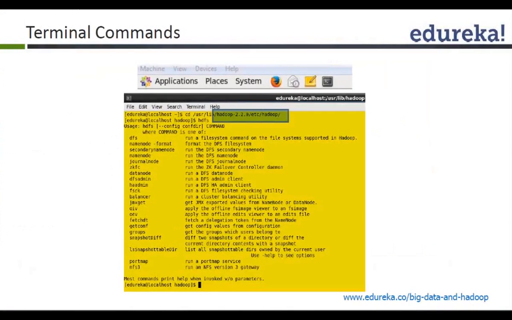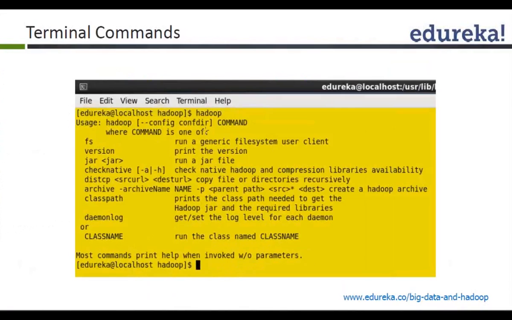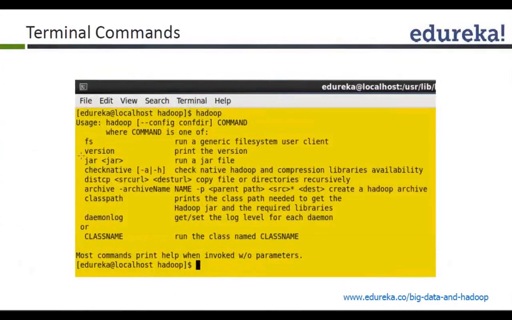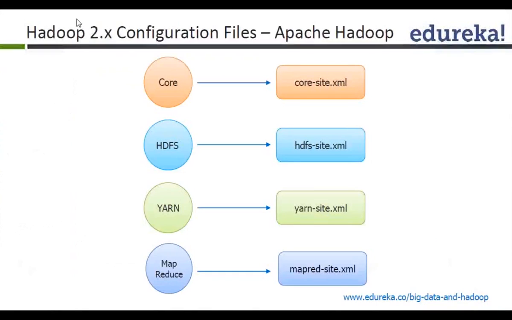So let me go down to the next slide. When I type Hadoop, we did HDFS, right? HDFS has got a set of commands, and when I type Hadoop, Hadoop also has got a set of commands, and the most important purpose of Hadoop is for running a jar file. This is what we'll be doing in our MapReduce: how to run a jar file. Okay, cool. Let me move on.